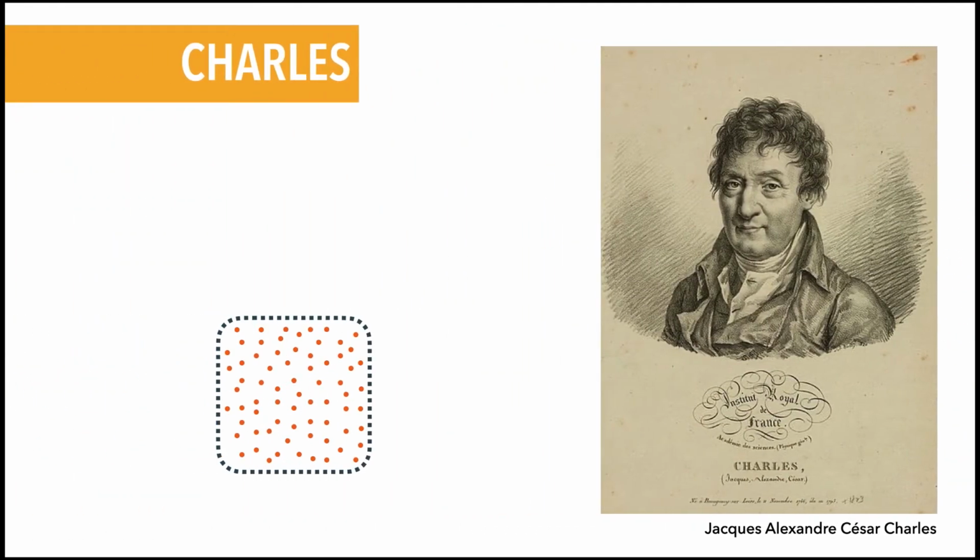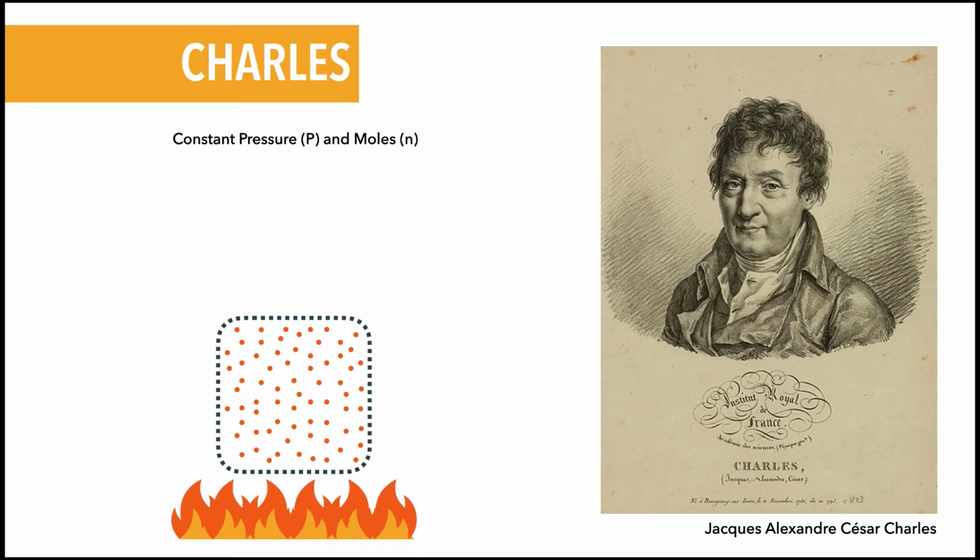Our last law is Charles' law, which looked to describe the relationship between temperature and volume, while keeping the pressure and moles constant. Let's say we have our gas within a container, again with flexible sides. If we place the sample on a heat source, this would cause the temperature to increase and the kinetic energy of the molecules to increase, just like we discussed earlier. Therefore, this would result in more collisions with the container wall, which would result in an increase in pressure.